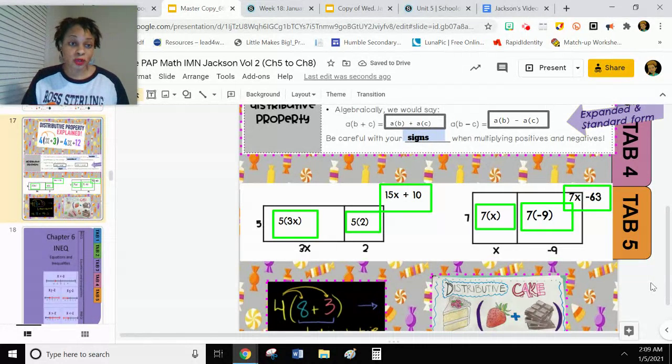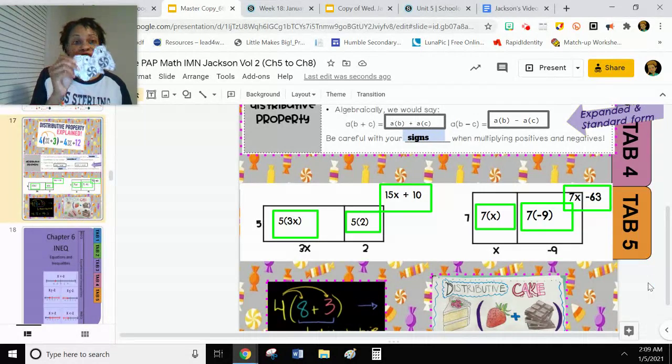So with distributive property, we want to make sure we notice and take care of the signs when we're multiplying integers, and we want to make sure we distribute to everyone.